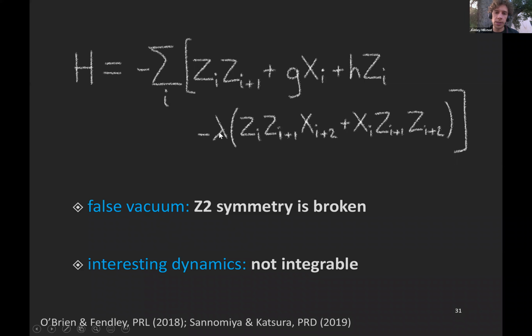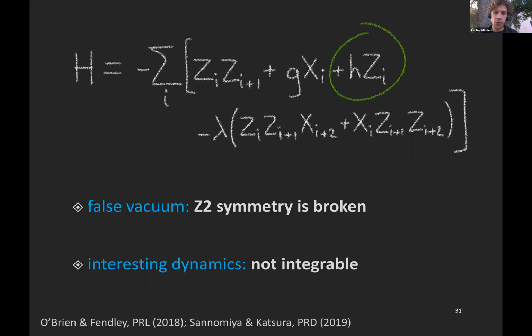So the model remains Ising critical for some finite value of lambda until you get tricriticality, and after that, the system gaps out again. This model is good because if g, the transverse field strength, is less than 1, there's spontaneous symmetry breaking. If we turn on this h field, we can explicitly break that symmetry and go from having multiple true vacua to having one true vacuum and one false vacuum. So this term is key in that.